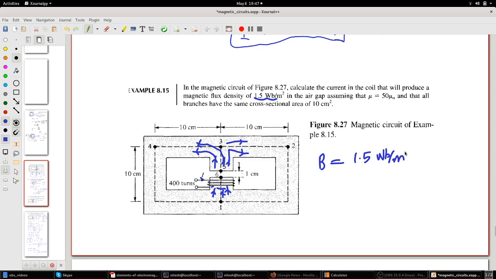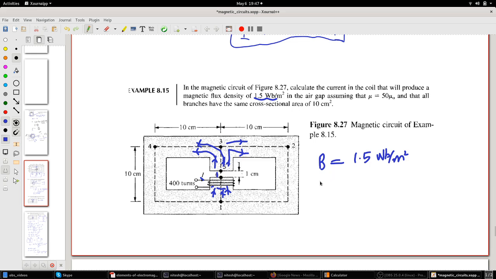Another thing is you have an air gap here. The flux density in the air gap is what is needed. If we neglect the fringing fields, then the flux density in the air gap and the core will remain the same. We are neglecting the fringing effects, so the flux density will remain the same in the air gap and the core.